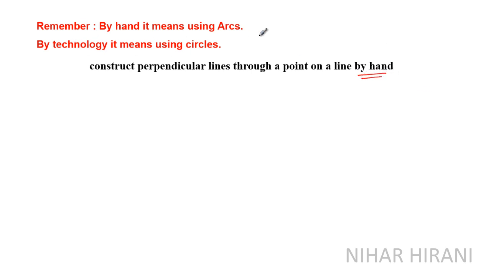So here I have given this note. By hand it means you will be using arcs. By technology it means you will be using circles.